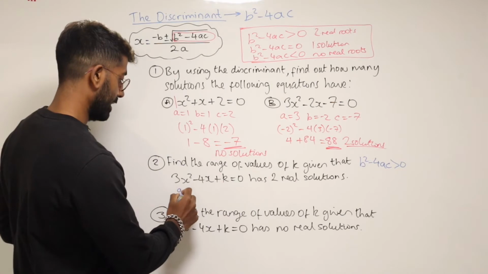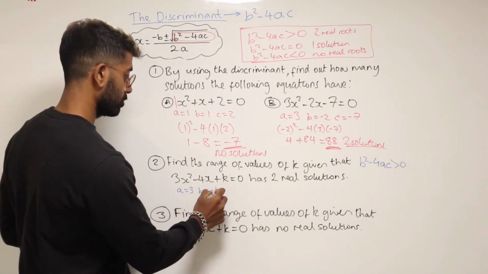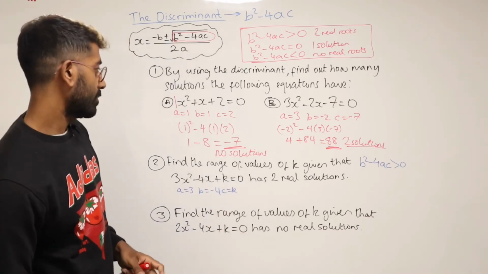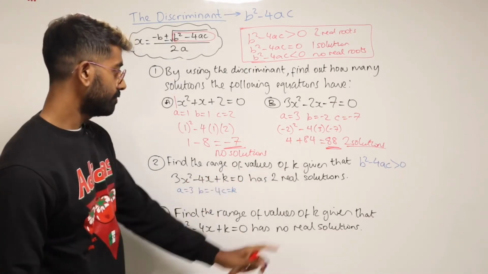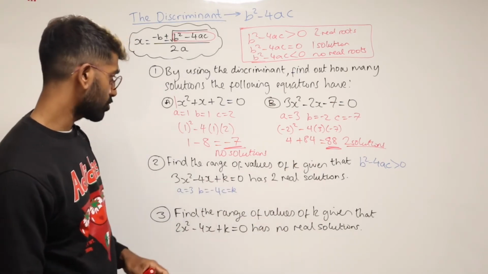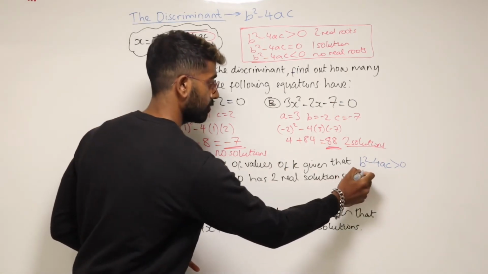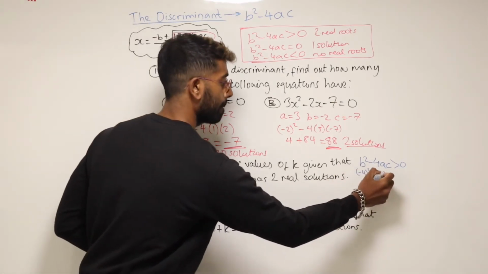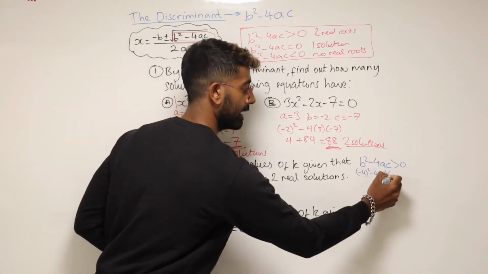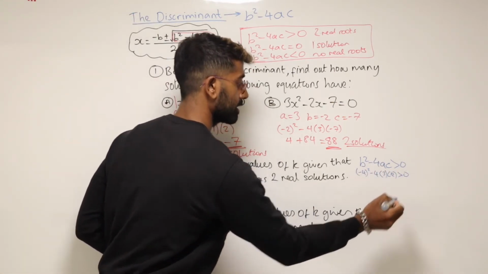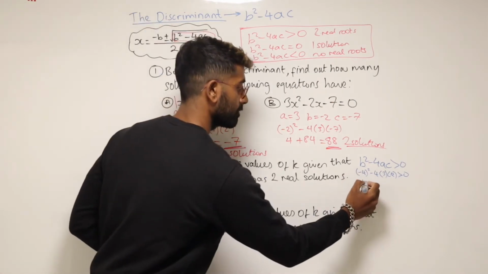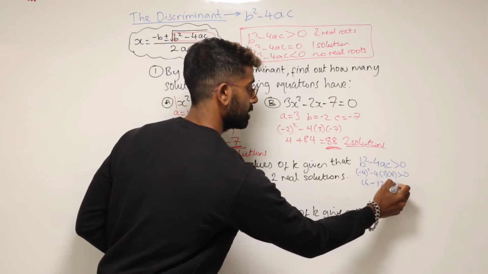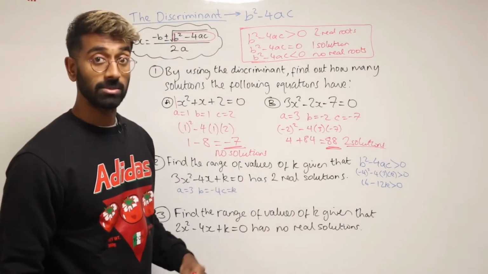Now we know from here that a is equal to 3, b is equal to minus 4, and c is equal to k. And so what we can do with this is put that into our discriminant. So we'll have minus 4 squared, take away 4 lots of 3, times by c, which is k in this case. And that's going to be bigger than 0. So then minus 4 squared, we've got 16 minus 12k. It's got to be bigger than 0.